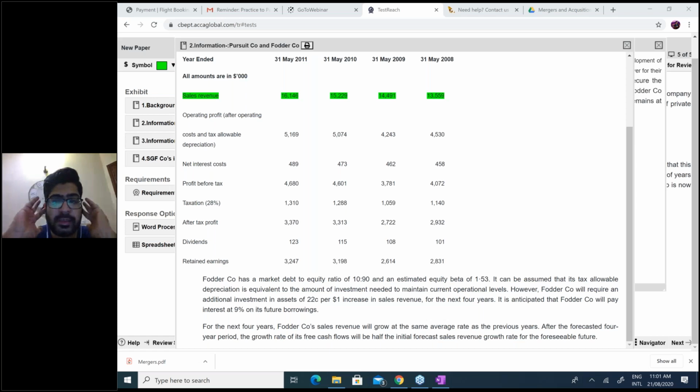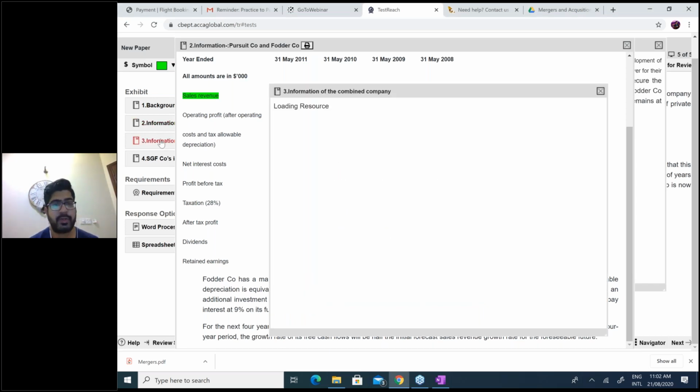Faizan, they are shared multiple times in the WhatsApp group. They are shared by ACCA as well on this platform. So you can use any of the sources for that. So we have done 2 exhibits and noted the information. Now move towards exhibit 3.